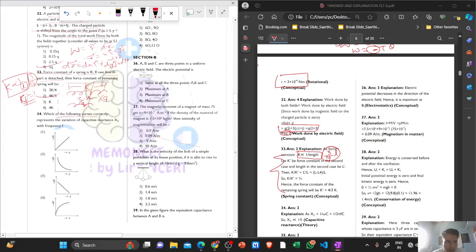Which of the following graphs correctly represents the variation of Xc with frequency? You know Xc is simply 1 by omega c, and omega is equal to 2 pi f. So Xc is 1 by 2 pi f c. It simply represents 1 by f, which is a hyperbola, so that is the correct option for this question. Now moving to the next question.